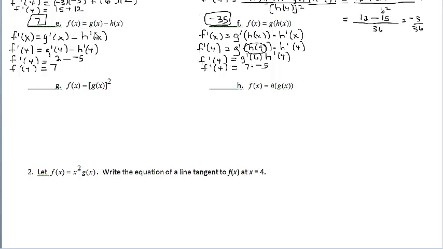Okay, look at G. If you want to attempt G on your own, that's similar to A. That might be a good idea, and then come back and check your work. All right, we need to find the derivative of f of x, or f. We need to get f prime of x.